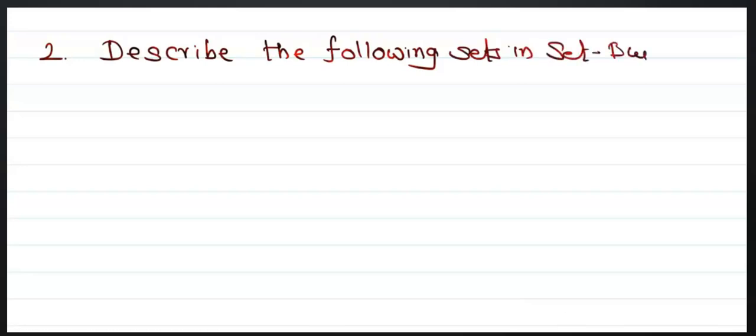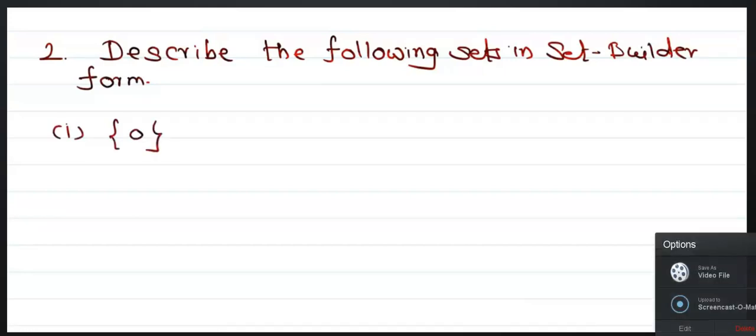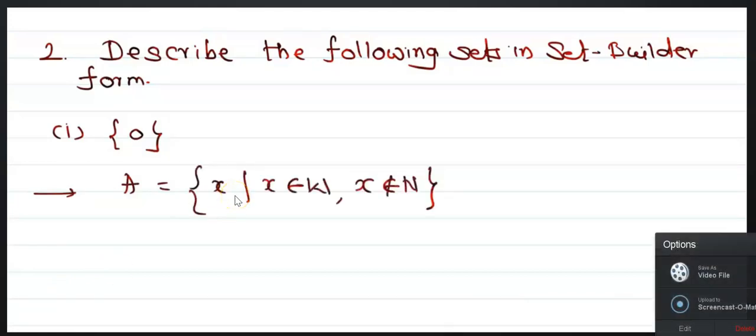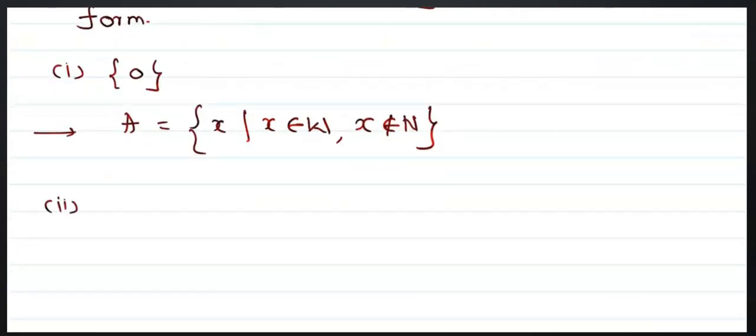Question number 2. Describe the following sets in set builder form. That is only the single element, which is 0. There are a number of methods to describe it: x such that x belongs to W, but x is not a real number, not a natural number. Therefore, we have only the single element 0.